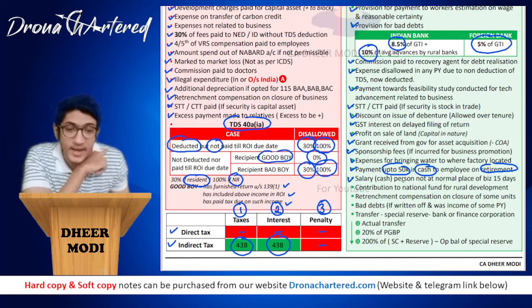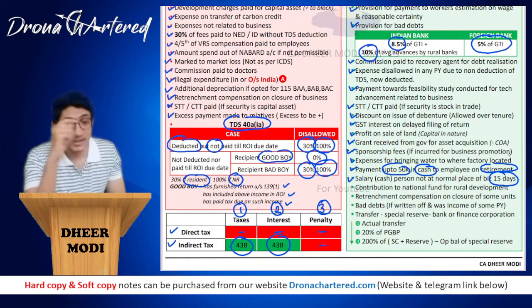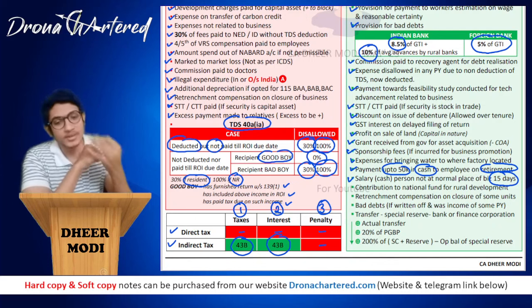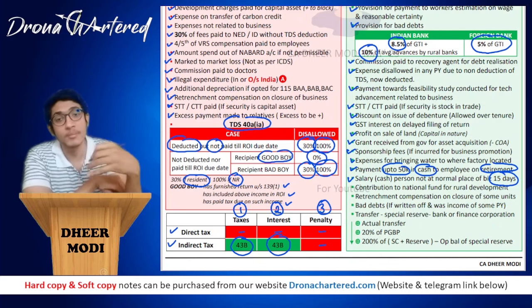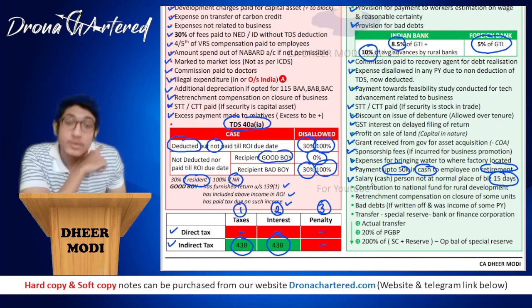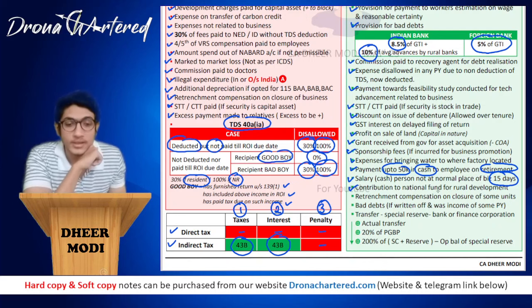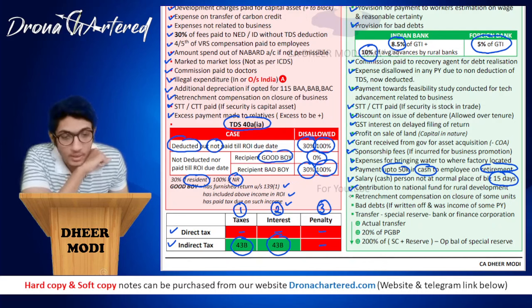Any salary in cash to person who is not at normal place of business for a period greater than 15 days. In such a case, if my salary payment is being made in cash, it will be allowed, and there are more certain conditions that the person's bank branch is not in the place where he is situated. So in such a case, even though it is paid in cash, it will be allowed. Next is contribution to National Fund for Rural Development. Any contribution you make to the National Fund for any rural development will be allowed.